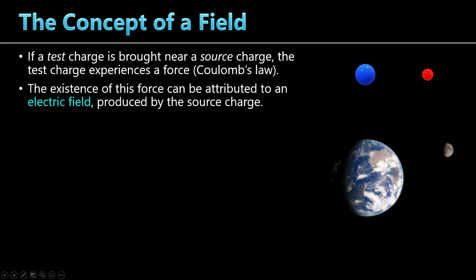So ganun din sa pagitan ng Earth at saka ng Moon. Ganun din sa pagitan ng dalawang electric charges na ito. Again, ang nagko-connect sa kanila ay ang invisible entity na tinatawag natin na field, no? In the case of the Moon and the Earth, ang tawag ay gravitational field at sa pagitan naman ng dalawang electric charges na ito, ang nagko-connect sa kanila ay ang electric field.